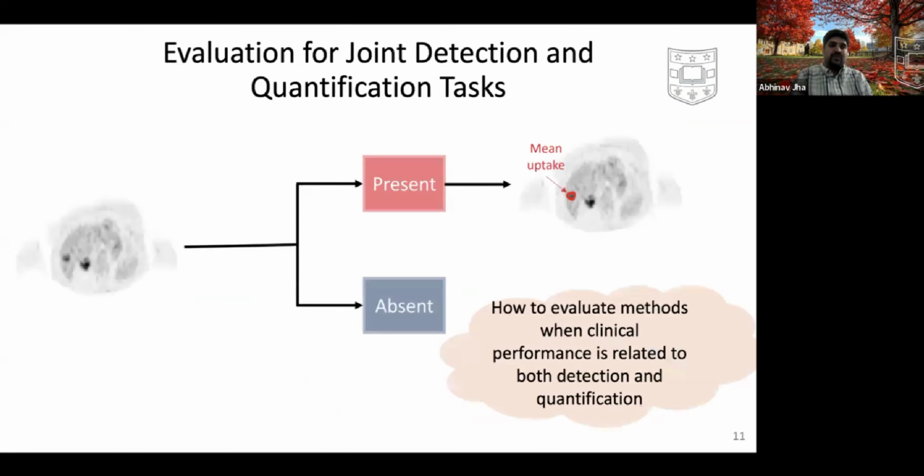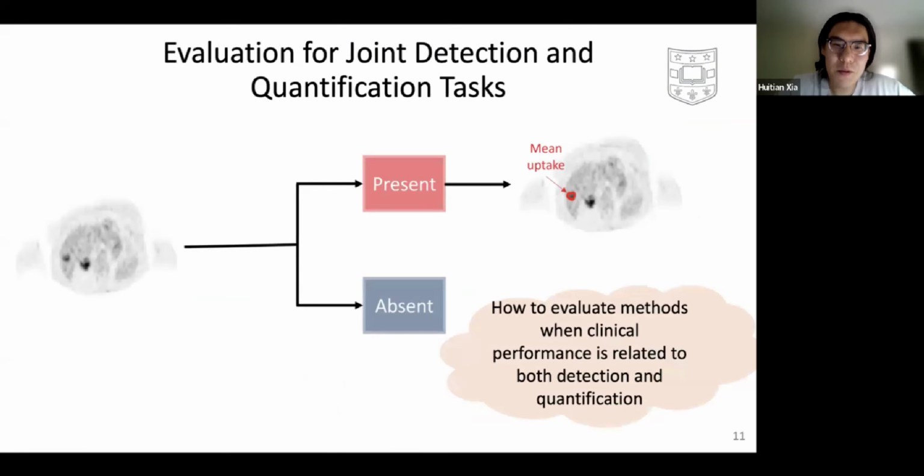Yeah. So in the clinic, performing any quantification task typically requires a detection step. For example, as shown in this figure, to quantify tumor volume or total uptake from this PET image, the first step is for a physician to visually interpret the images to detect lesions. Thus, for more comprehensive evaluation of QI methods that require a prior detection step, strategies to evaluate these methods on joint detection and quantification tasks are needed.